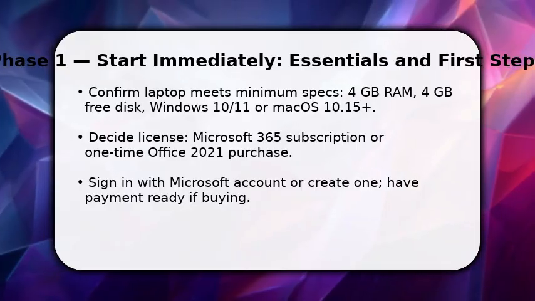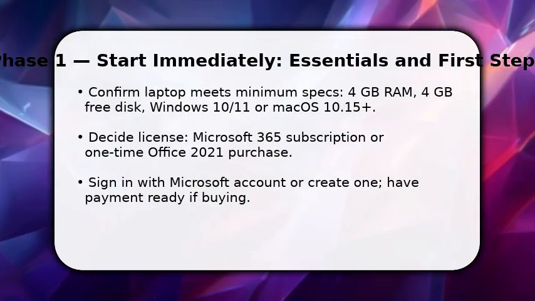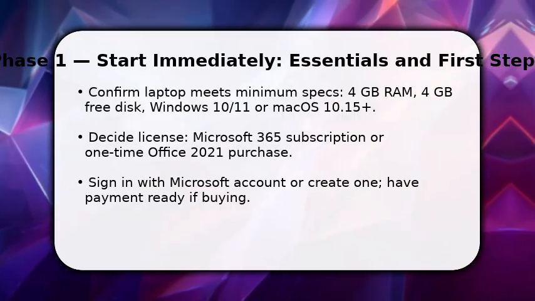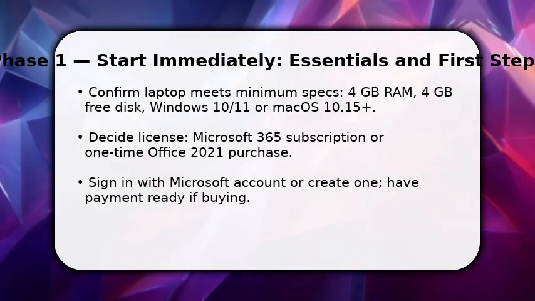You begin by choosing the license and signing in. This step sets access and activation. Once you've confirmed specs and decided between Microsoft 365 subscription versus one-time Office 2021, sign into account.